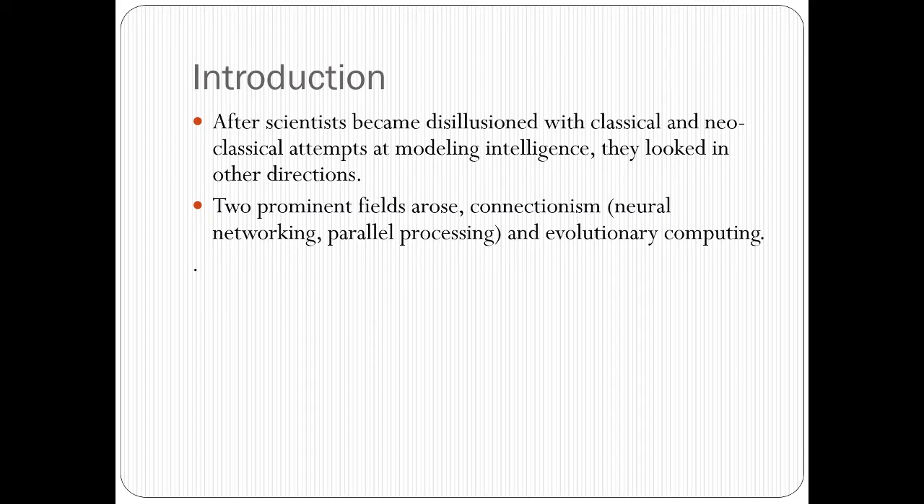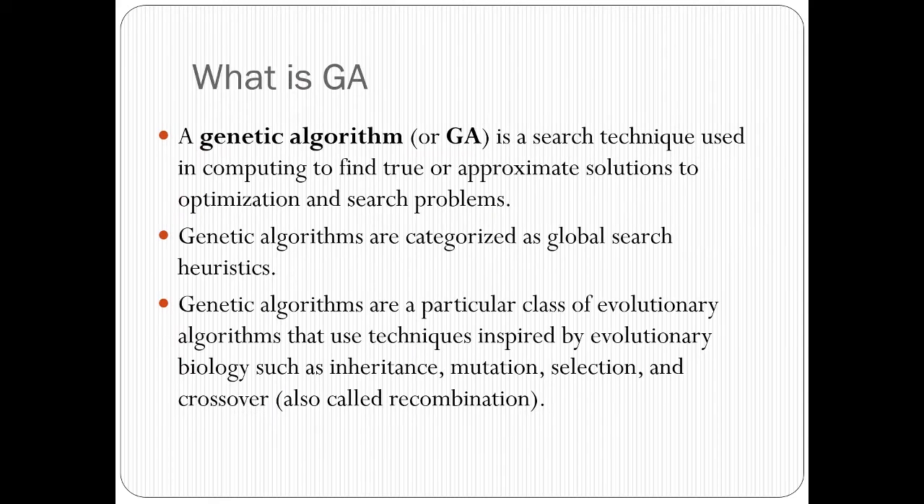After scientists became disillusioned with the classical and neoclassical attempts at modeling intelligence, they looked in some other directions. Two prominent fields that came to limelight are connectionism, that is neural networking and parallel processing, and evolutionary computing. It is the latter one that this learning session deals with, with special focus on genetic algorithms and genetic programming.